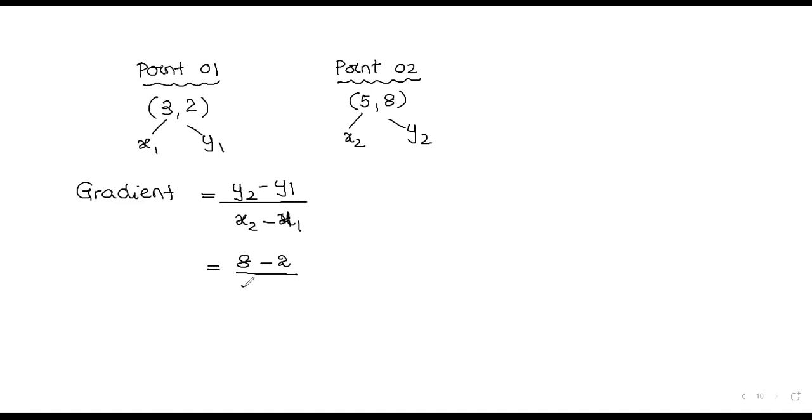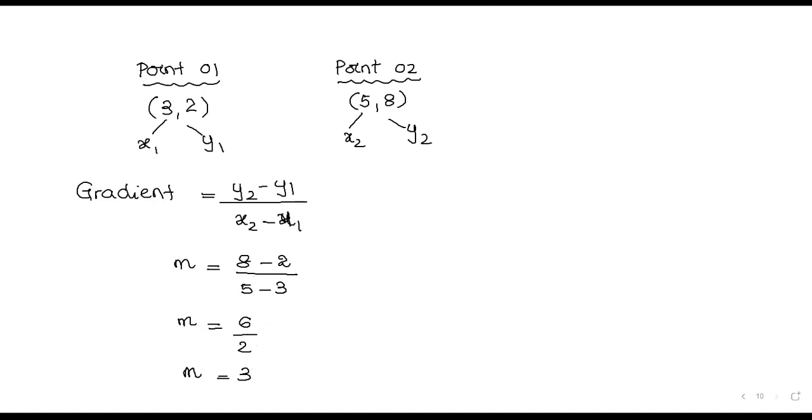x2 it is 5. 5 minus 3. 8 minus 2 it is 6. 5 minus 3 it is 2. The answer is 3. Right? 8 minus 2 it is 6 and 5 minus 3 it is 2. 6 divided by 2, the answer is 3. So the gradient of this line which is going through these 2 points is equal to 3.